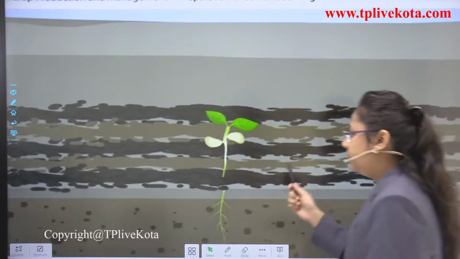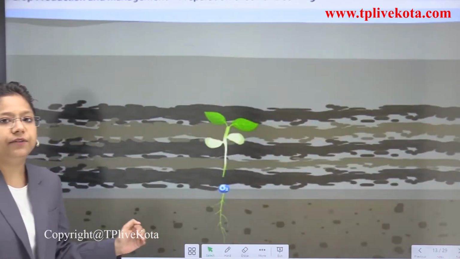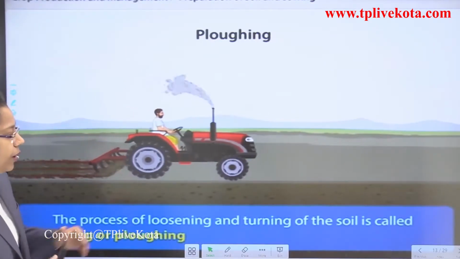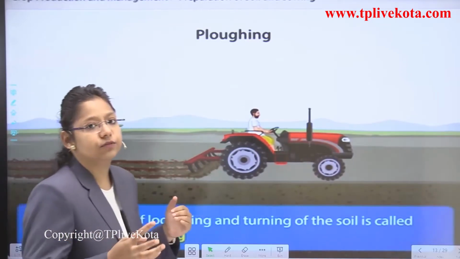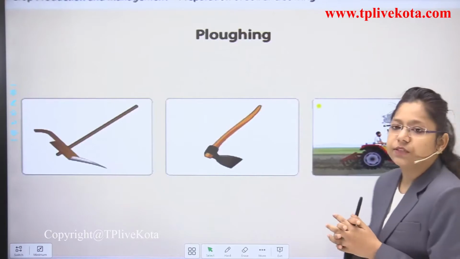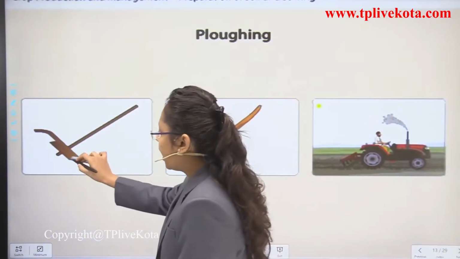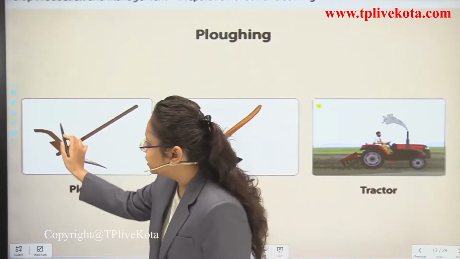So this type of arrangement takes place when we plow the field and when we sow the seed inside it. Now the plowing includes the turning of the soil. You can say it is the turning of the soil or loosening of the soil. Now what are the implements which are used for it? First one, you can see it has a sharp edge of iron over here, and a handle which is put over here.